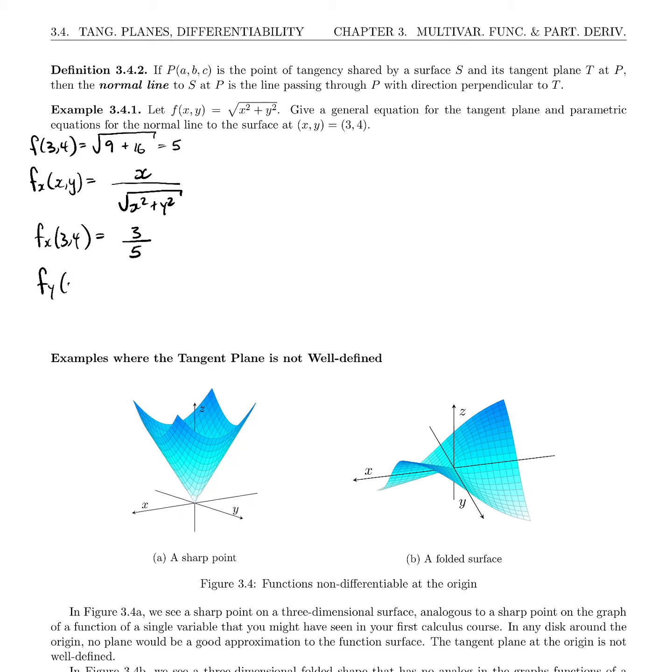f sub y of (x, y). We'd spoken in a previous video about symmetry. You can either do the calculation again or realize that you are just going to interchange x and y. And so we have f sub y of (x, y) is y over the square root of x squared plus y squared, and f sub y at the point (3, 4) is the fraction 4 over 5. We want to give the tangent plane and then the normal line. So let's start with the tangent plane.